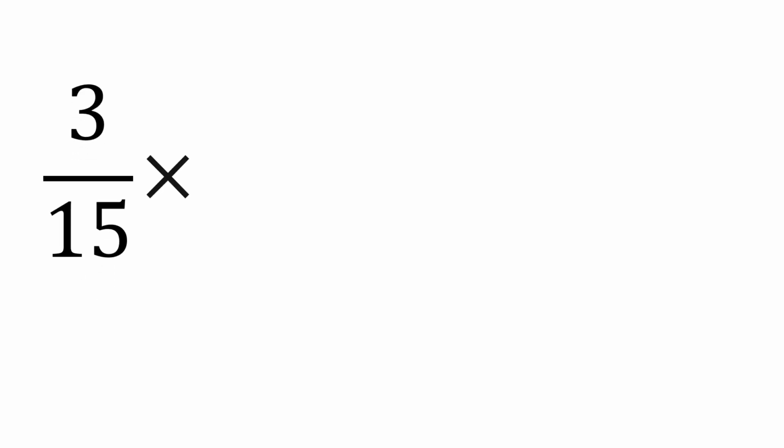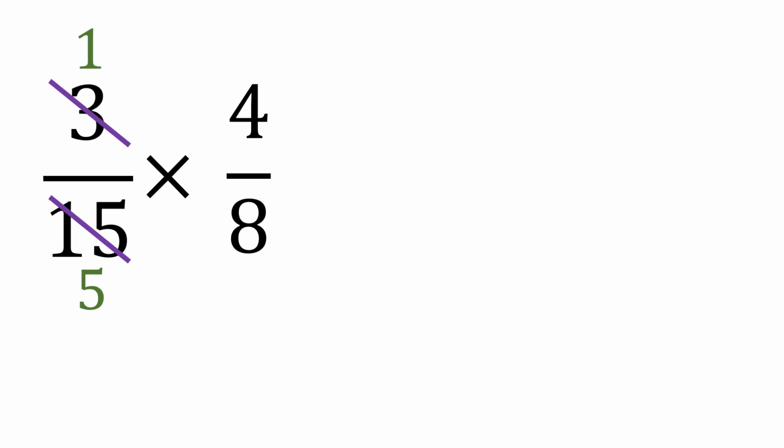Another example, 3 over 15 times 4 over 8. So we can cross cancel 3 and 15, same as 4 and 8. So let's cross out 3 and 15, and they are divisible by 3. So 3 divided by 3 is 1. 15 divided by 3 is 5. And for 4 and 8, they are both divisible by 4. 4 divided by 4 is 1. 8 divided by 4, that's 2.